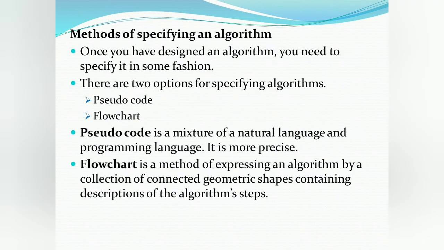Methods of specifying an algorithm. Once you have designed an algorithm, you need to specify it in some fashion. There are two options for specifying algorithms. One is pseudocode, another one is flowchart. Pseudocode is a mixture of a natural language and programming language. It is more precise. A flowchart is a method of expressing an algorithm by a collection of connected geometric shapes containing descriptions of the algorithm steps.